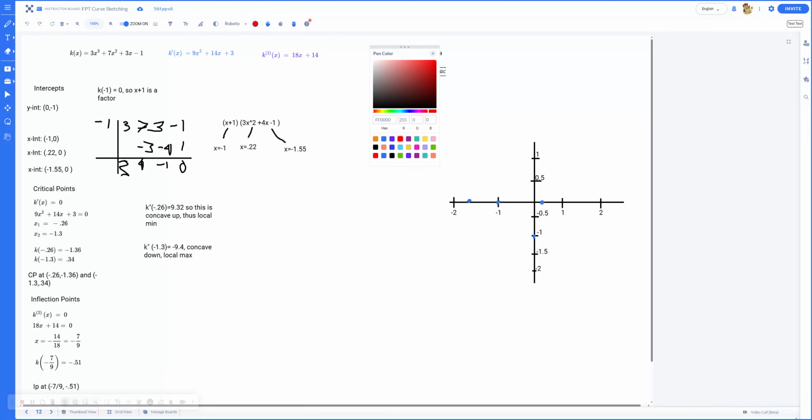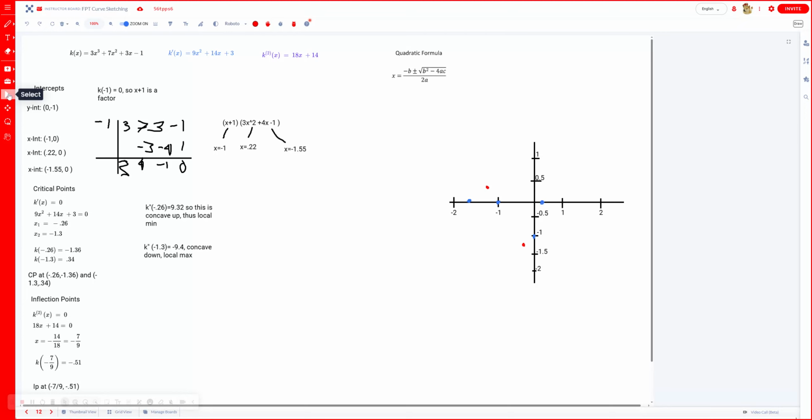Then we have to plot our critical points. I think I'll make them red so they stand out nicely. Our first one's at negative 0.26, negative 1.36. So negative 0.26 is about right here, negative 1.36 is about right here. Let's stick that in. Our next point is at negative 1.3, 0.34, it's about right here. And look at that, they look to be a local min and a local max.